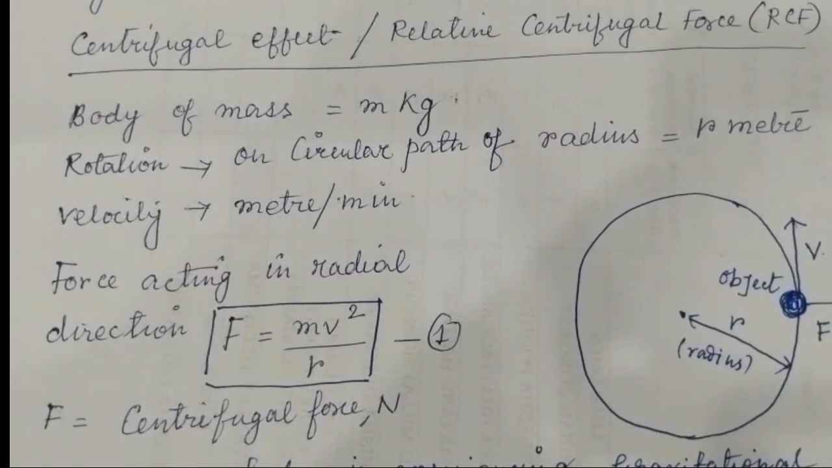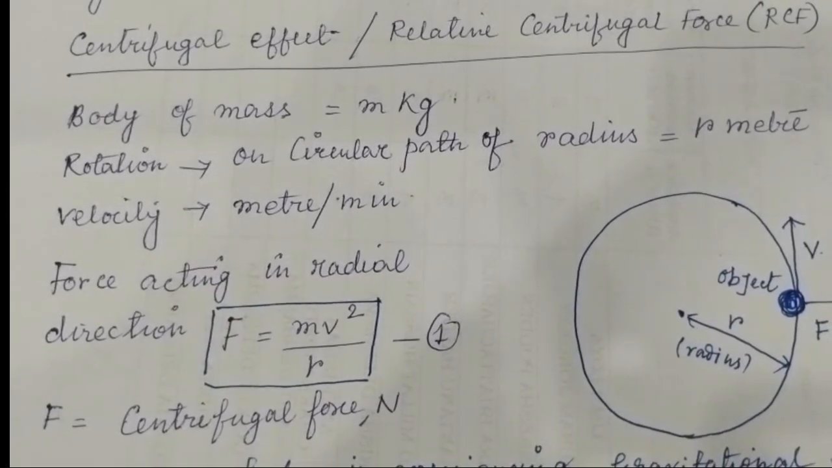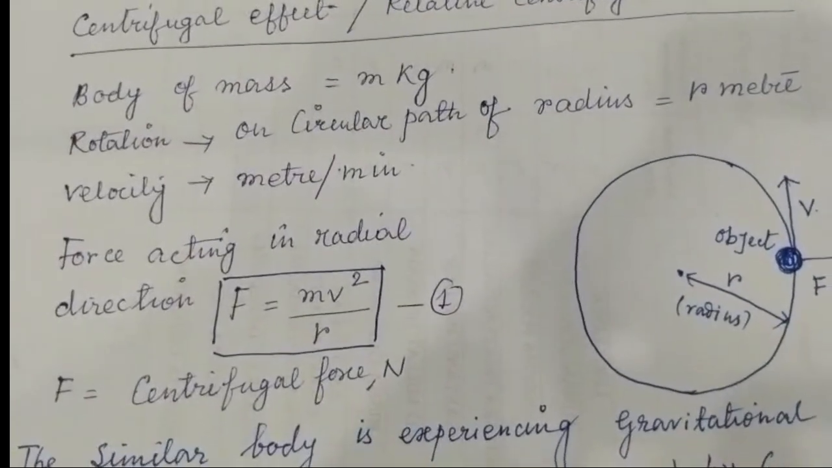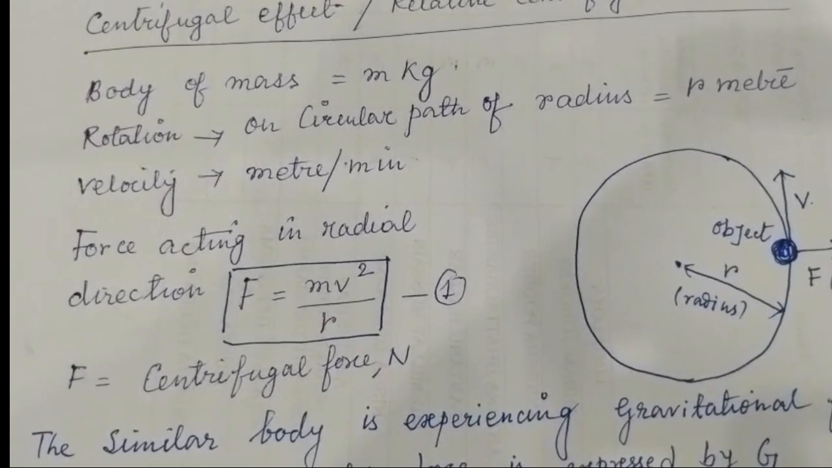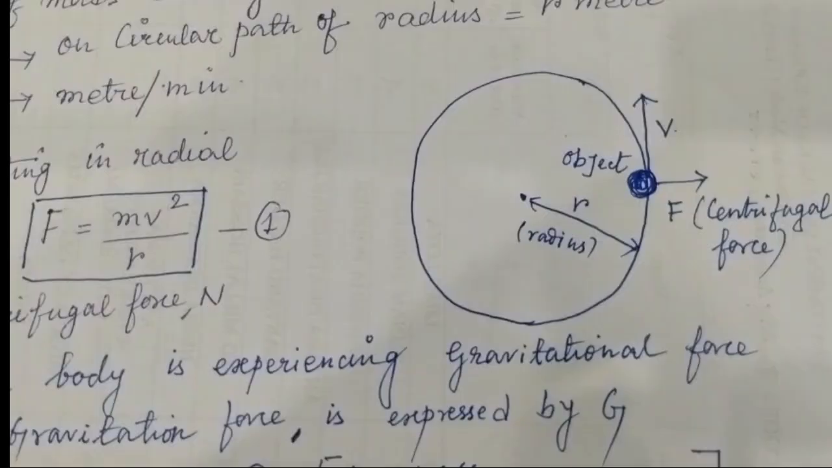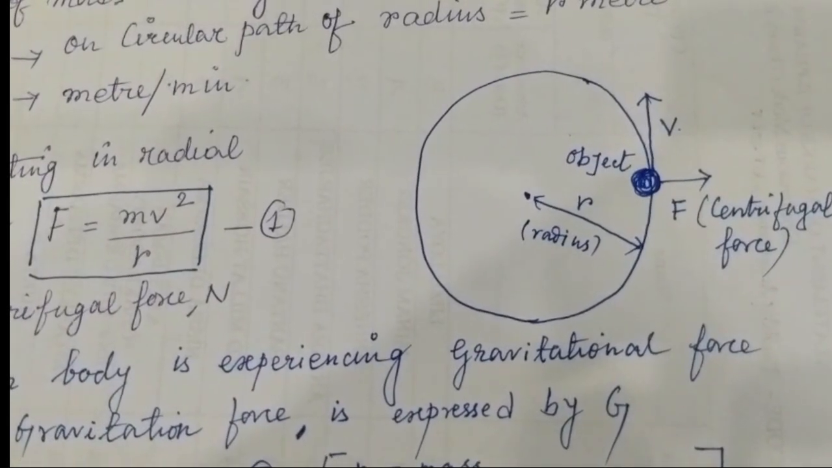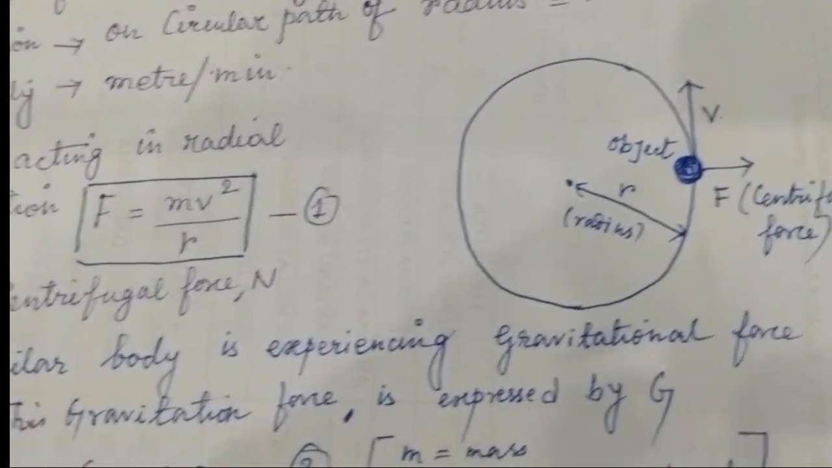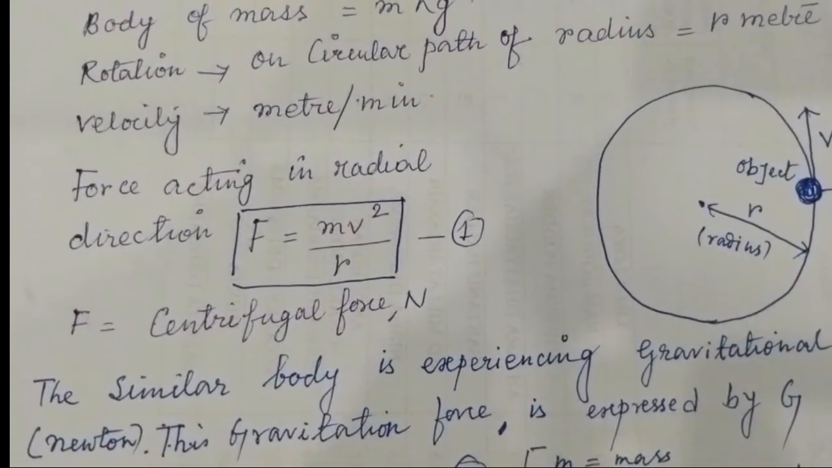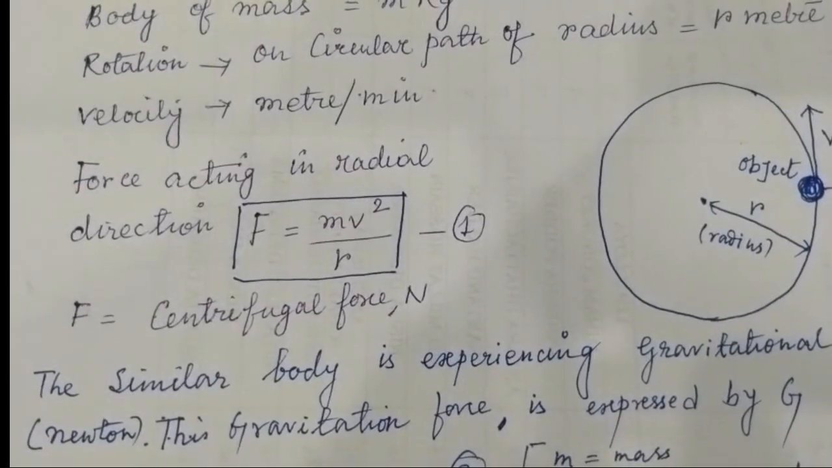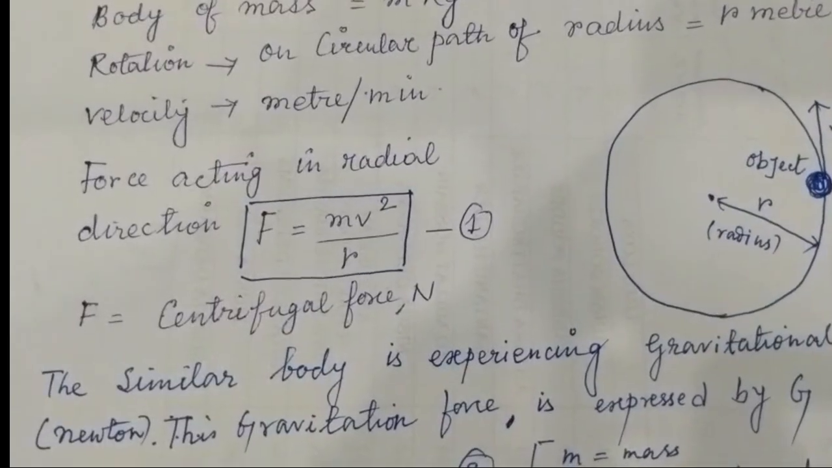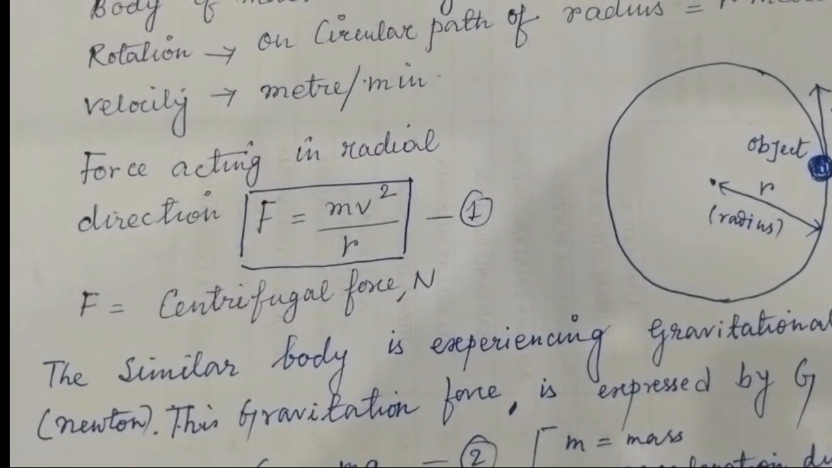Suppose a body of mass m kg rotates on a circular path of radius r meters, and the velocity is v meters per second. Here you can see the drawing: the radius, the object, the velocity, and the centrifugal force. The force acts in the radial direction. So F is equal to mv square by r. That is equation number 1, where F is the centrifugal force.